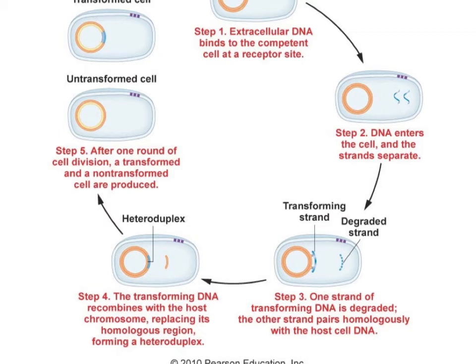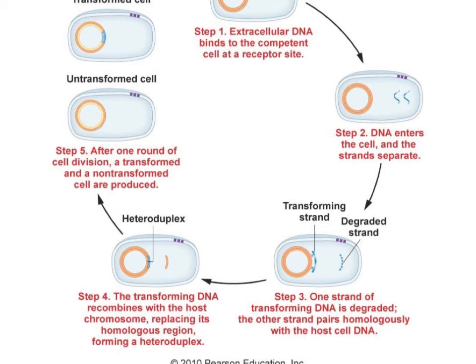And the transformed cell is one in which this transforming DNA has been assimilated, and the heteroduplex was formed, and new DNA was brought in to replace the original yellow strand there. So we have a double-stranded blue section of that bacterial chromosome. In an untransformed cell, this doesn't happen, okay? You can see that in this cell, in step 4, where this heteroduplex exists.